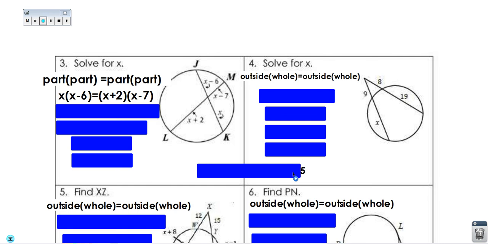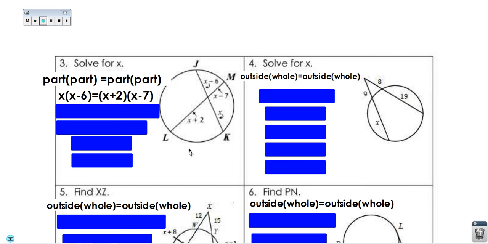Notice when that happens, you're going to distribute on the left side, x times x minus 6, but on the right side, this is something back from Algebra 1. What you're going to have to do in this one is FOIL, or you can use a box. We'll discuss it in class, but foiling or using a box means that you have to do x times x, x times negative 7, 2 times x, and 2 times negative 7.